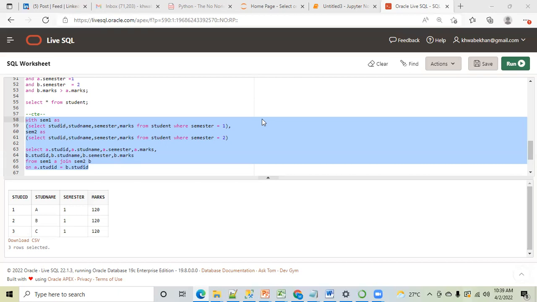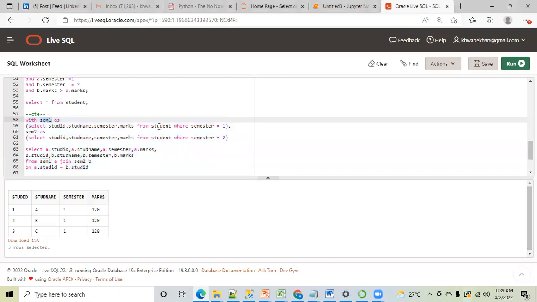Perfect. Very good explanation. So here, first of all, I have created two temporary tables. Sem1 has data of semester 1, and sem2 has data of semester 2. Again, don't think about why I'm doing all this; you will get the answer. Then in the select clause, I'm getting all the columns from the first table, sem1 with alias a, and all the columns from the second table, sem2 with alias b. I've joined both tables with the joining condition as the student ID.